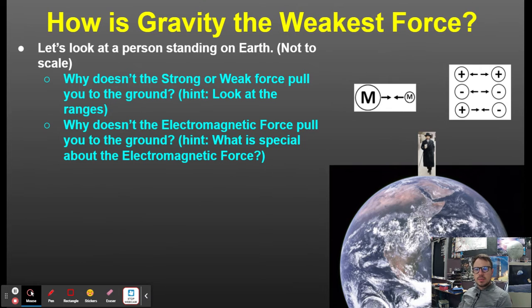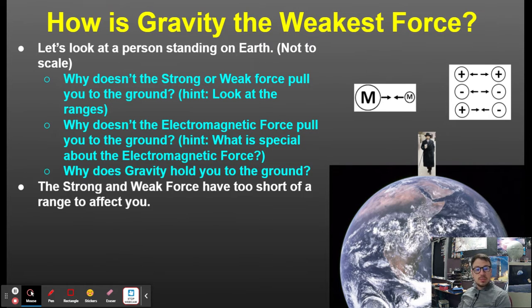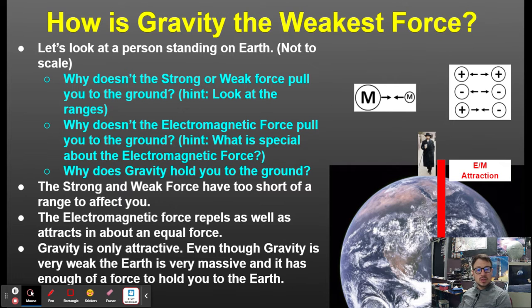So why does the electromagnetic force not pull you to the ground? Well, I'm going to tell you something right now: it does. There is an electromagnetic attraction of you to the earth, because you are made of protons and electrons, and so is the earth. But remember, the electromagnetic force is the only force that can repel. So yeah, you do have protons and electrons in your body. Same thing with the earth. Those opposite charges attract, but those similar charges repel.